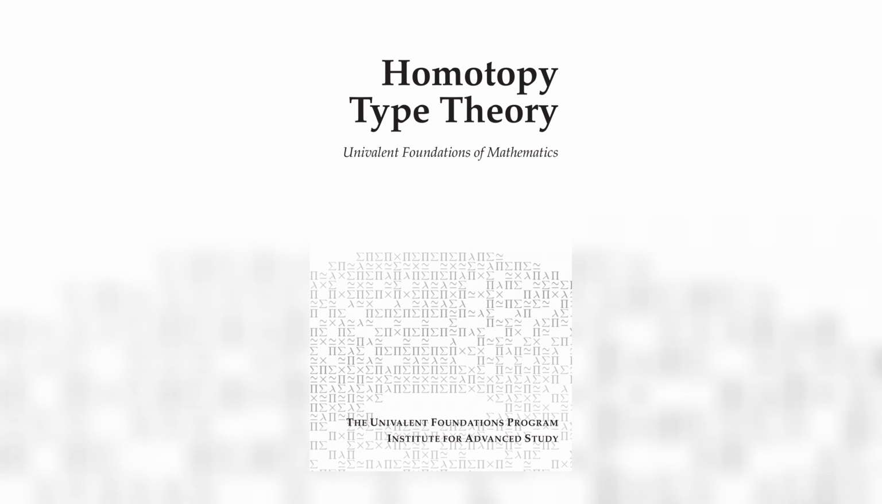A type is a set when its paths are trivial. It is a proposition when even its points are trivial, any two of them equal. This ladder runs through the -1 types, the 0 types, the 1 types. Each rung sheds one layer of higher homotopy, and the ladder is upward closed.